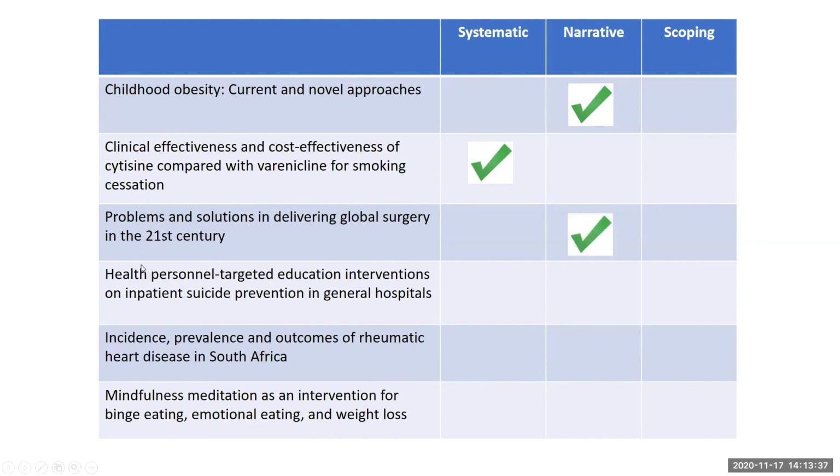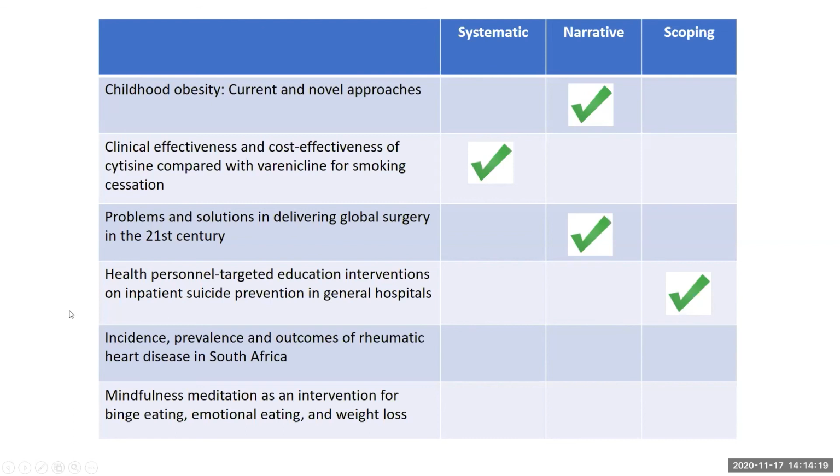So this one, I really want participation with this one. Health personnel targeted education interventions on inpatient suicide prevention in general hospitals. So we want to find different types of educational interventions all potentially happening with maybe the same population. Scoping, yes, I would call this a scoping review. And it is because I found it on PubMed. It exists. Finally, incidence, prevalence, and outcomes of rheumatic heart disease in South Africa.